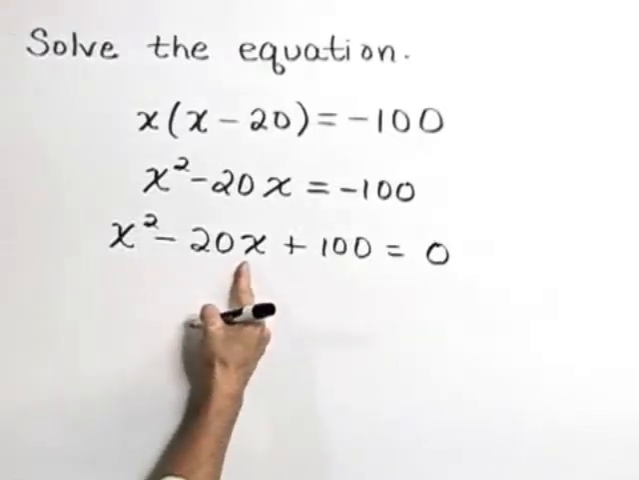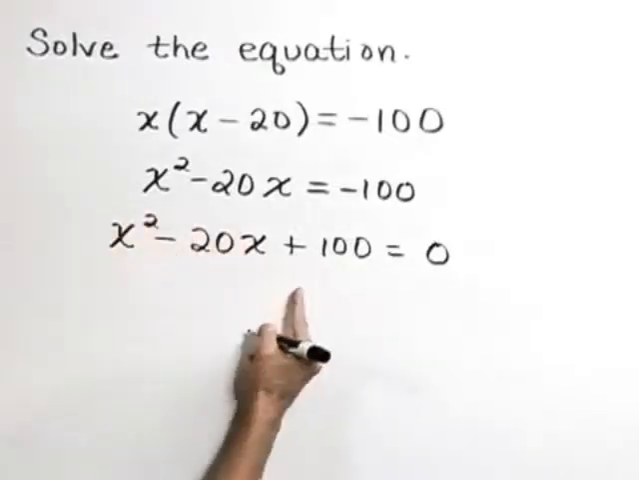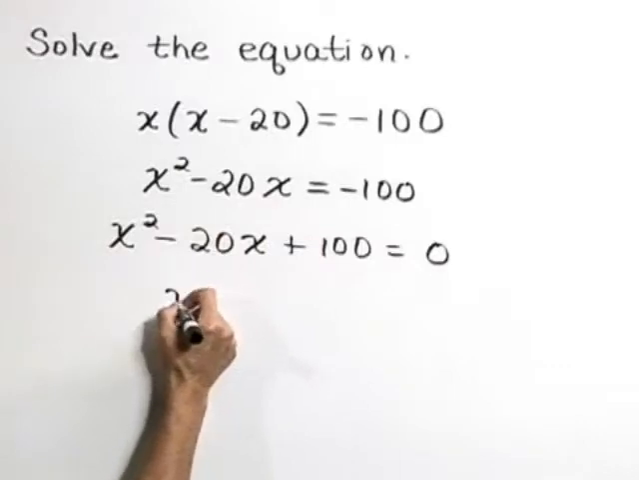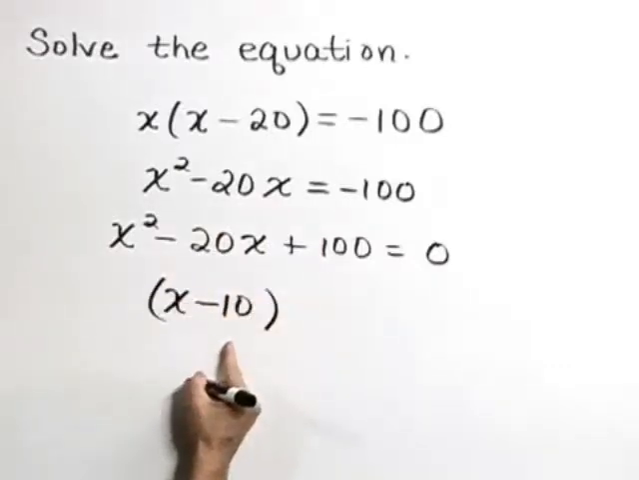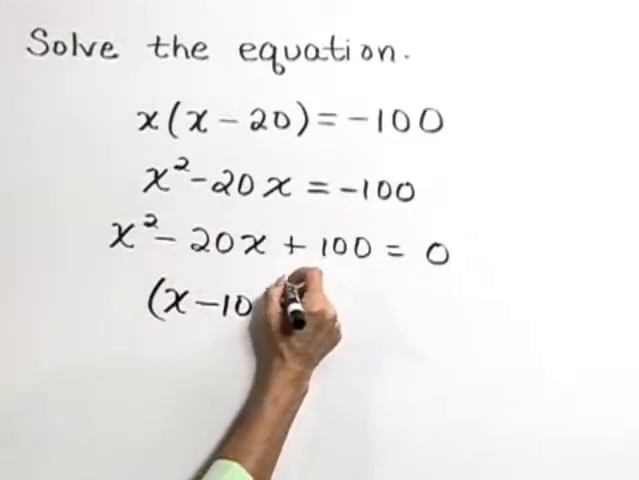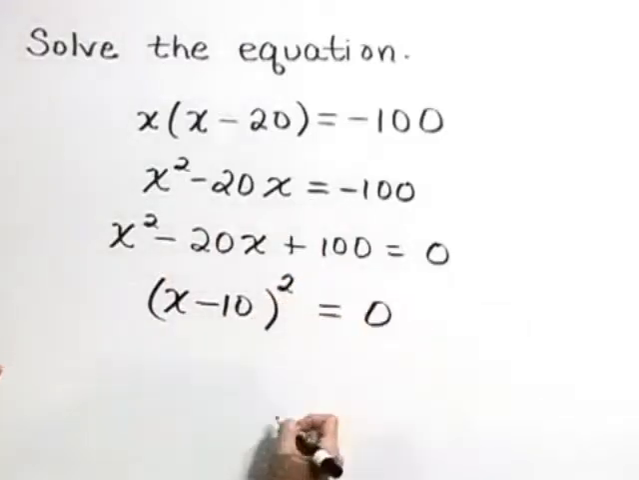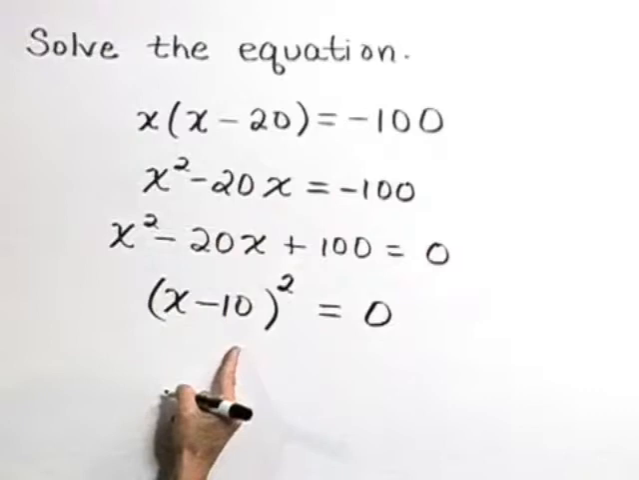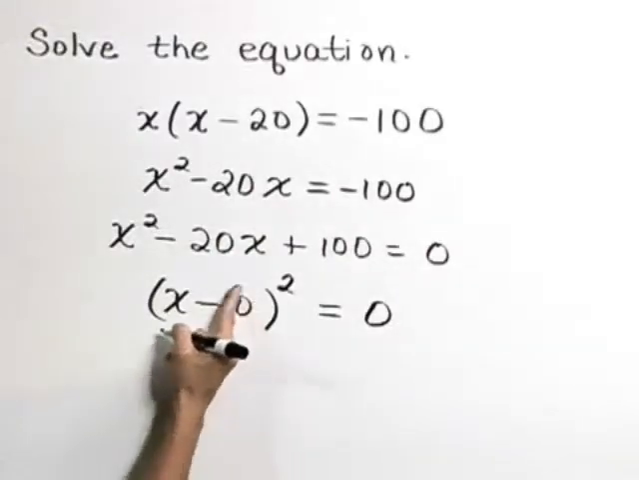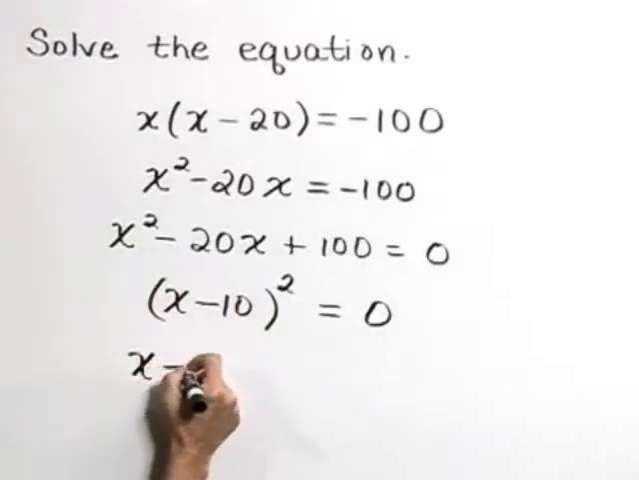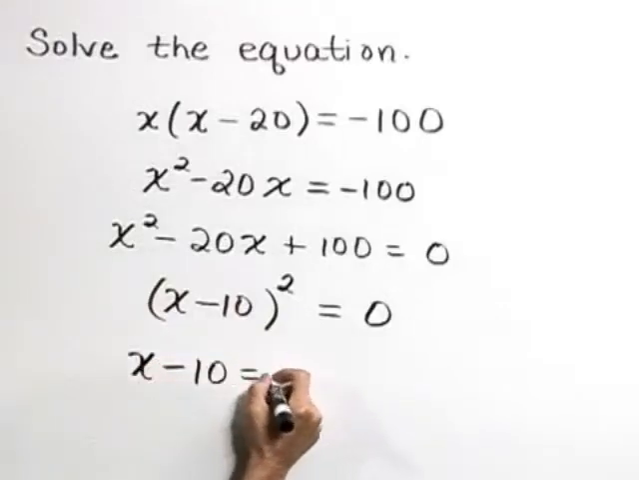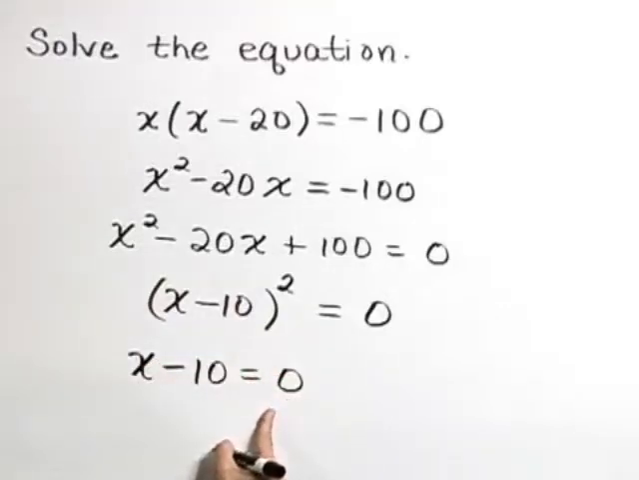x squared minus 20x plus 100 is a perfect square trinomial, and it factors as (x - 10)(x - 10), or (x - 10) squared. Now, as we use our zero factor property, we just have one factor. It's a repeated factor. So let's set x minus 10 equal to 0. Solving for x, we get x is equal to the number 10.